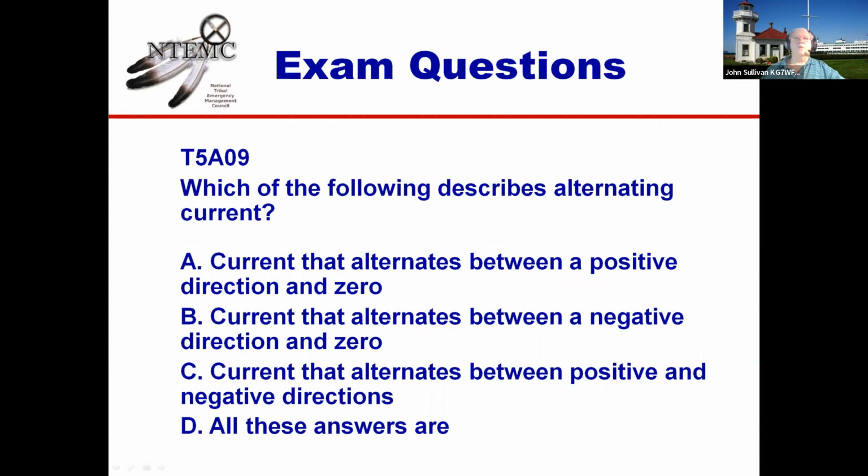Which of the following describes alternating current? Well, it alternates, right? And it can't be that all of these answers are correct, because it can't be both positive and negative at the same time. So the answer is current that alternates between positive and negative directions. You get a complete wave. It's not half a wave that goes just up and back to 0. If you remember that illustration of the wave, there was a positive component and a negative component. Current that alternates between positive and negative directions.